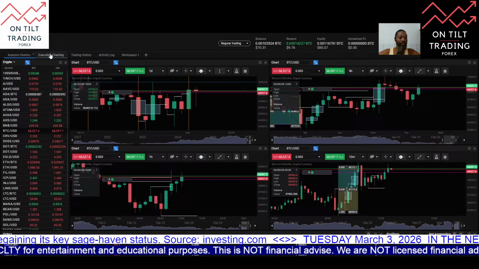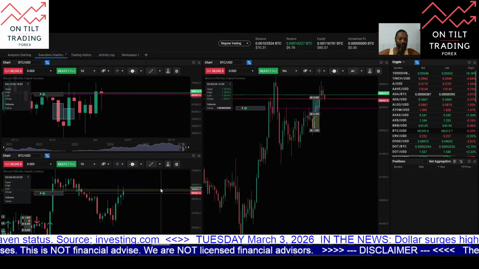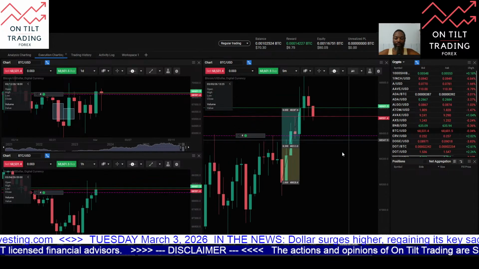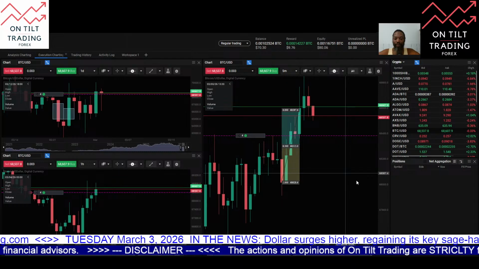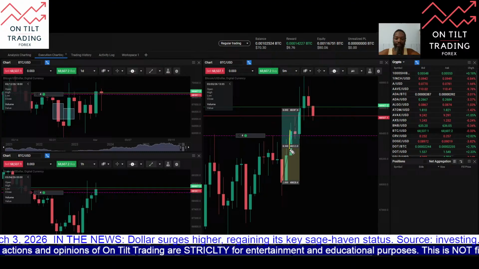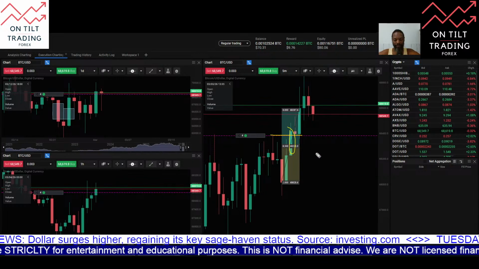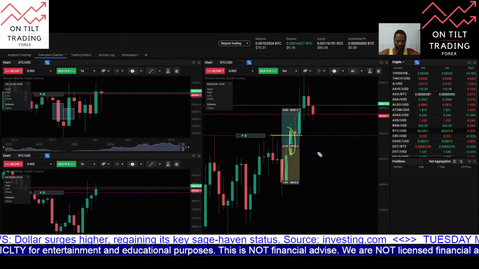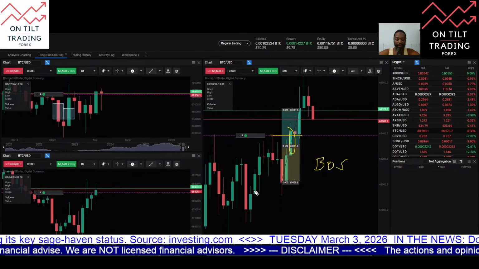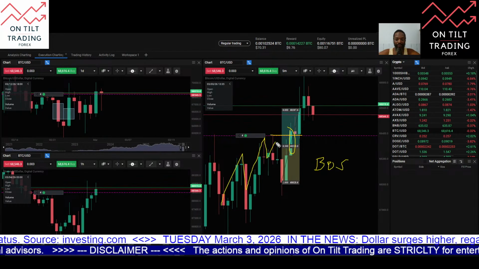Head over to my execution charting, and we'll see price action here. So price action here coming into the kill zone in this candle puts in a break of structure, it looks like here, as price seems to have been already delivering here to the buy side.